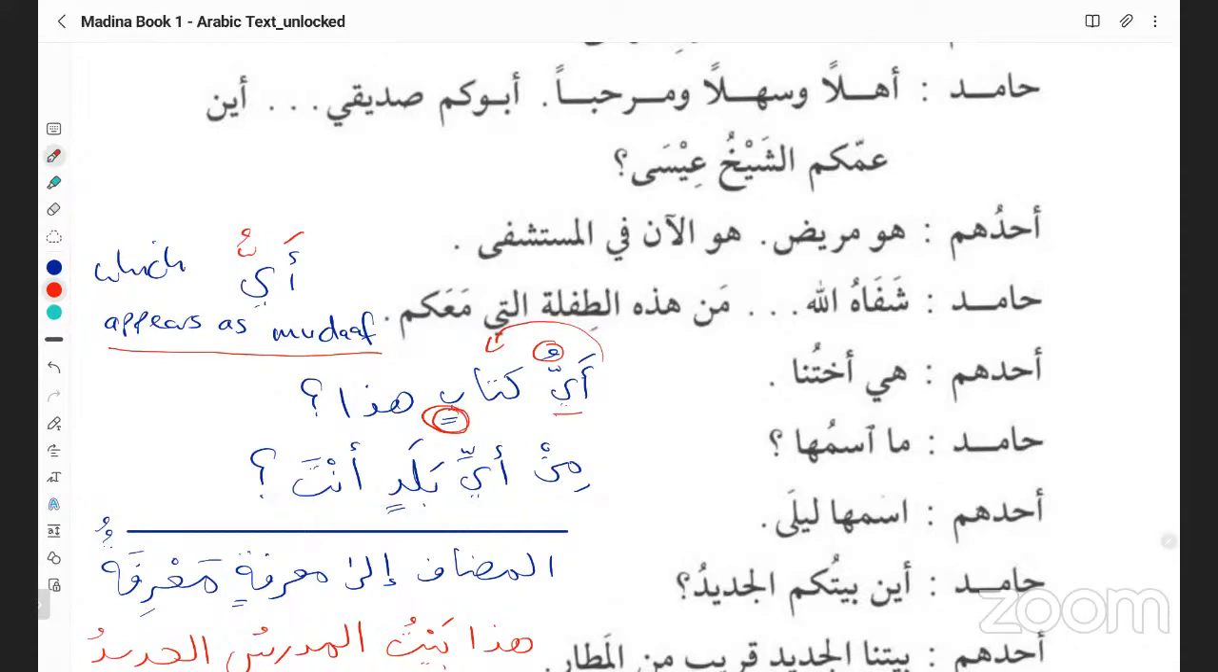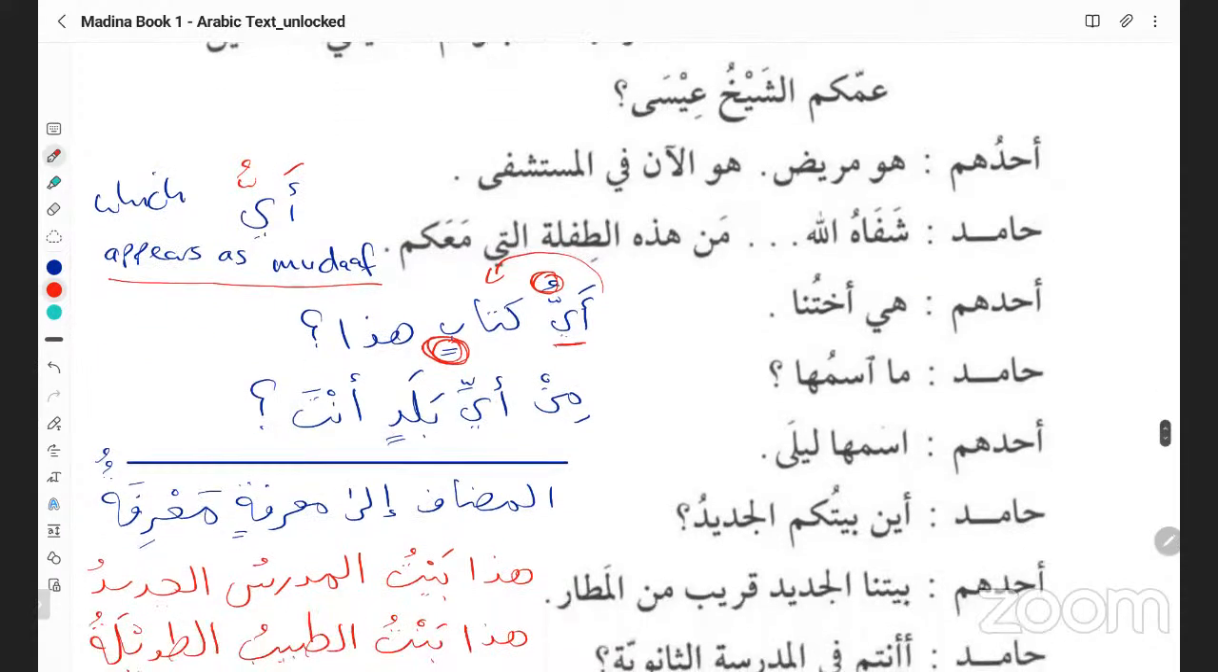So ayyu kitabin hada. Which book is this? So we have ayyu, which means which, but remember it gets one case ending. Why? Because it's mudaf, and mudafun ilayhi will come after it. A mudaf gets one case ending. So it's ayyu kitabin hada.